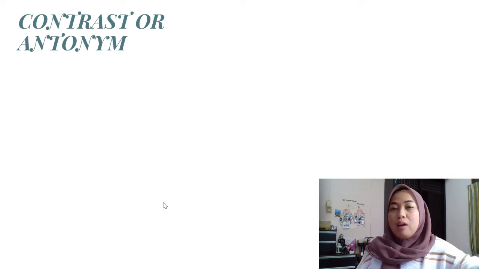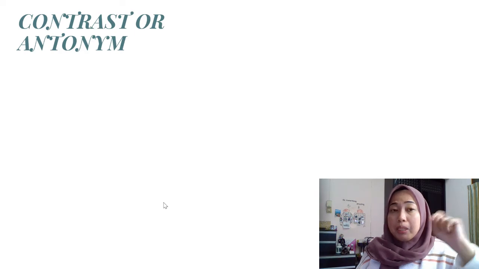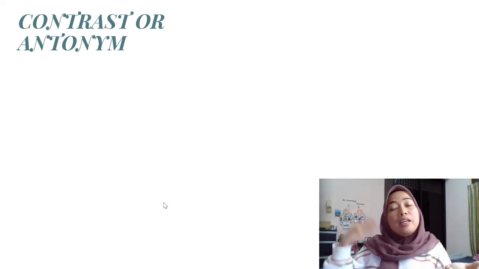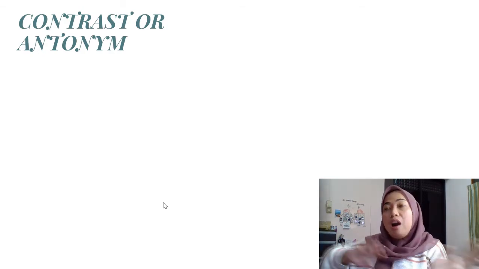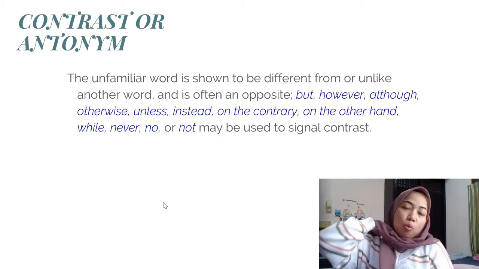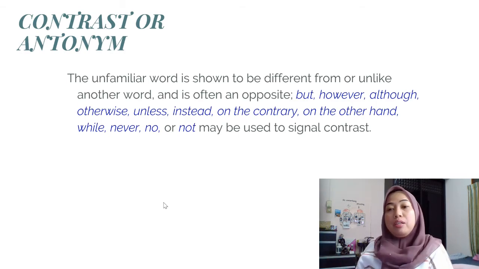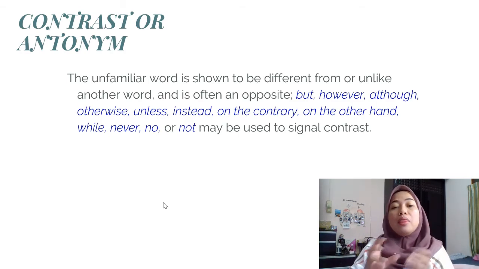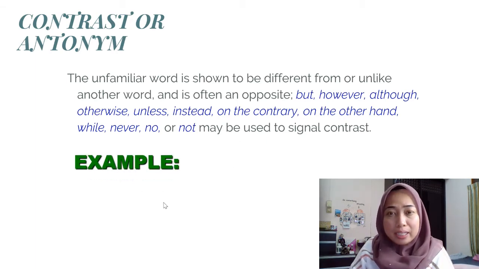So basically, just now we talk about how you can provide more information or more detail about the meaning of unfamiliar words using synonyms. Now, on the other hand, we have here antonym. So antonym basically means the opposite of something. Okay, so when you want to do this, you might want to include words like but, however, although, otherwise, unless, instead, on the contrary, on the other hand, while, never, no, or not, to signal that it's the other way around or it's the contrast. So let's have a look at example over here.